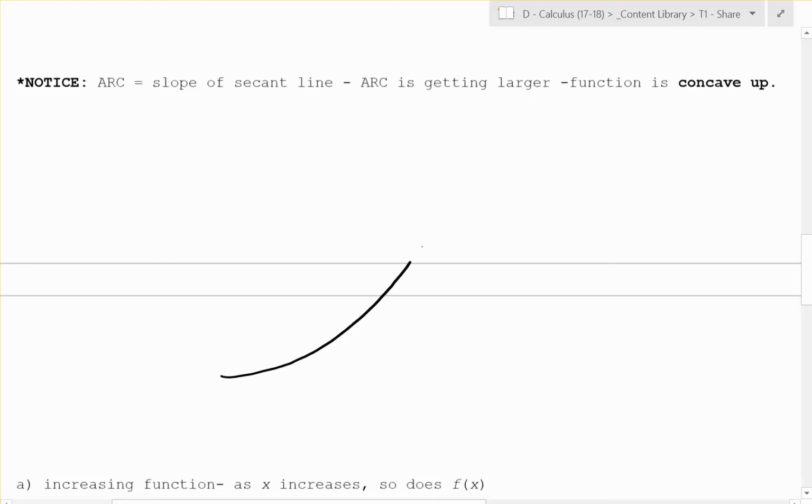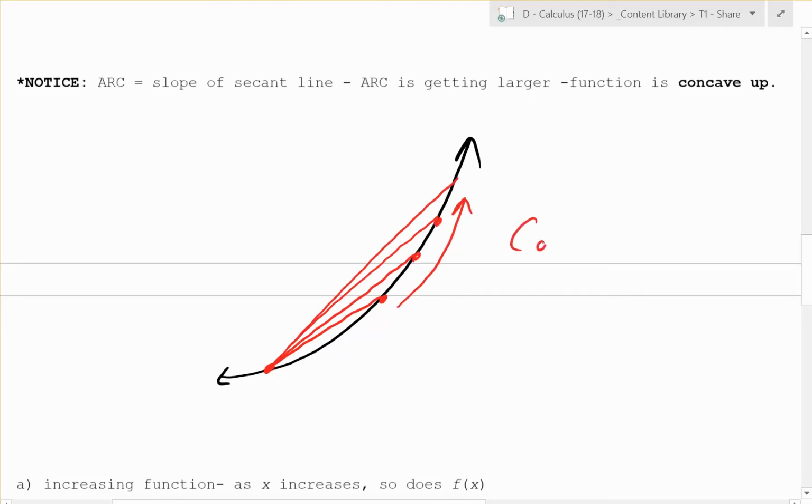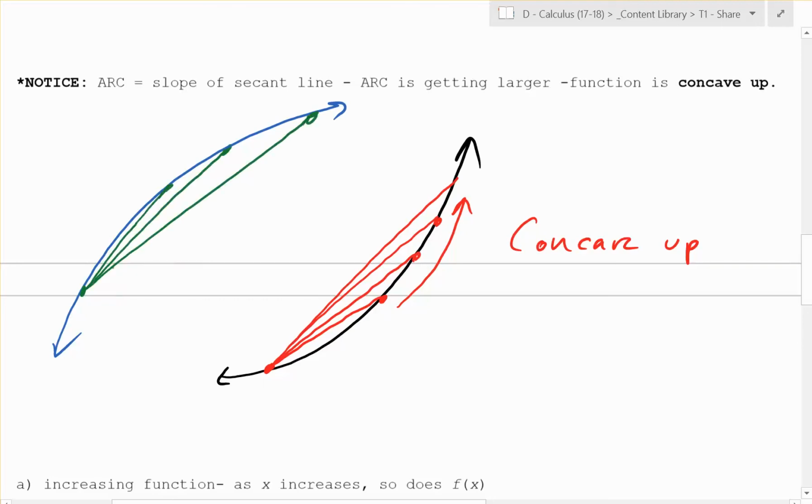So if I have a parabola that looks like this, and I have a secant line slope that's anchored here and getting larger, is that line getting steeper? It is. If these lines are getting steeper as these points move to the right, you call this concave up. And conversely, if the opposite happens, let's say we ended up with something like this, and we do the same thing with these secant lines, these lines are getting less steep, so this would be concave down.